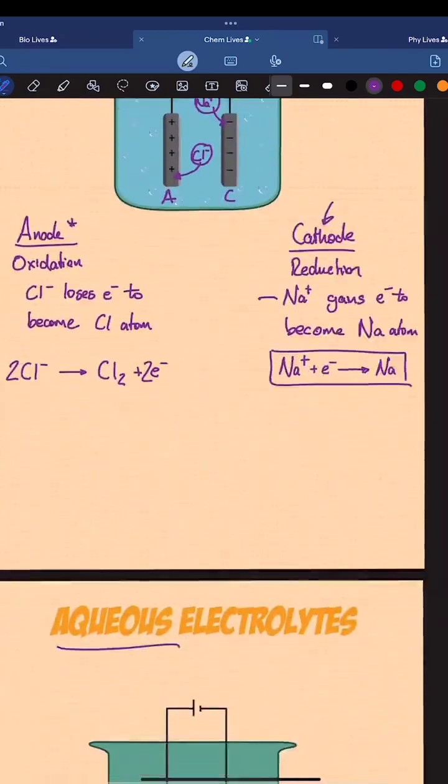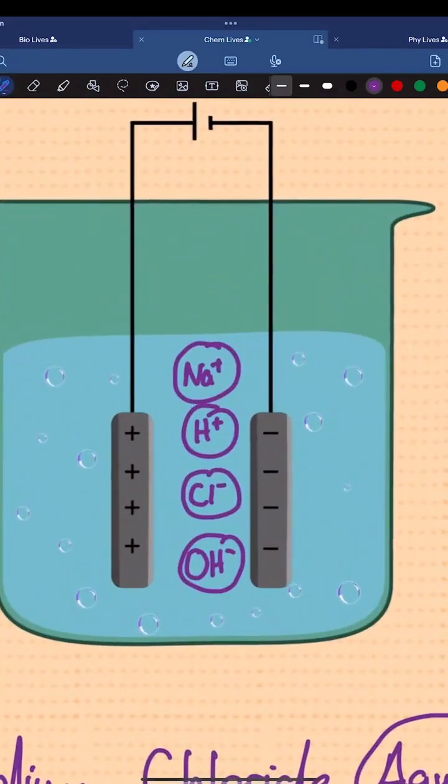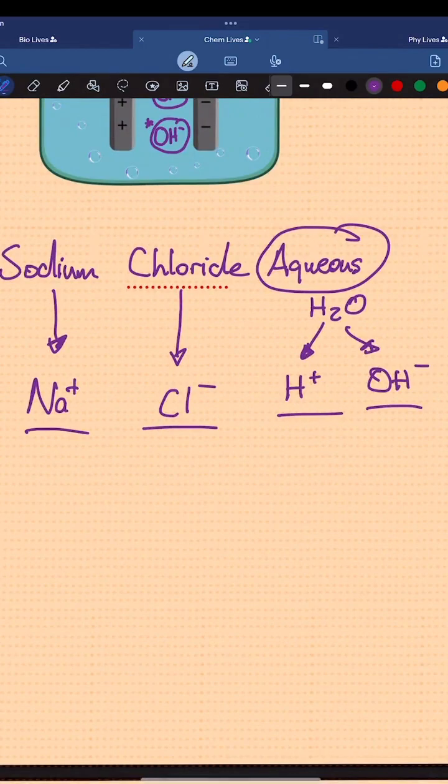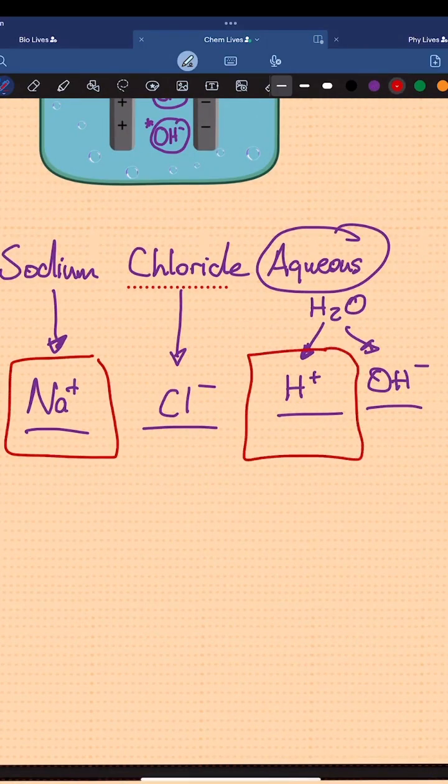What makes aqueous complicated is that there are 4 ions present now. So what you need to do is decide which positive ion is going to go to the electrode and which negative ion is going to go to the electrode, because there's a choice of 2. Out of the 2 positive ones, is it going to be Na+ or H+? And out of the negative ones, is it going to be Cl- or OH-? So what you need to do here is follow these 2 rules.